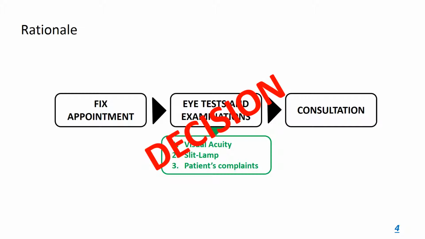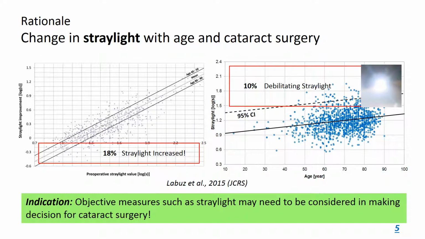Despite all the technical advancements, the decision-making process for cataract surgery still has a traditional framework, encompassing only subjective factors, which includes visual acuity tests, slit-lamp lens check, and patient's complaints. What are the disadvantages of applying the current cataract surgical decision-making system? In most cases, cataract removal and IOL implantation succeed in lowering intraocular stray light.